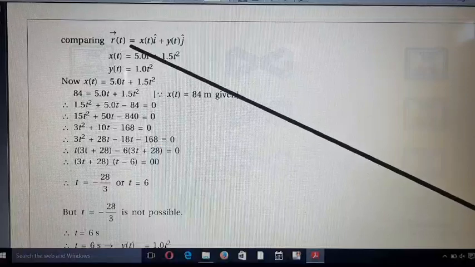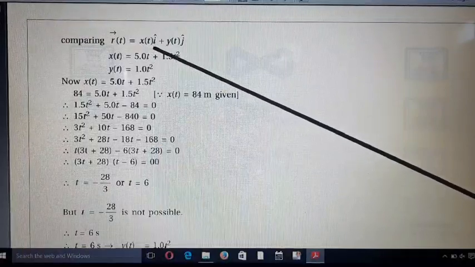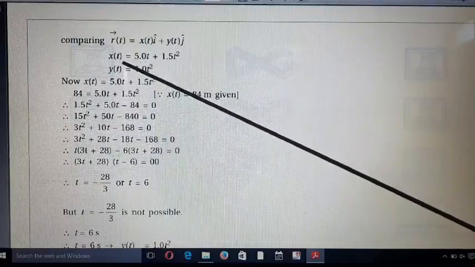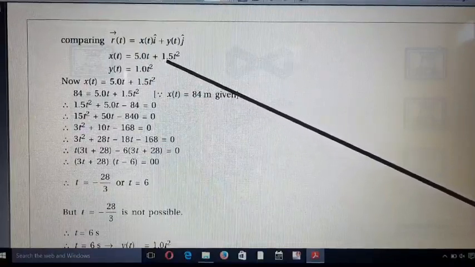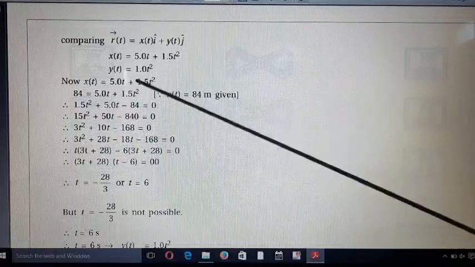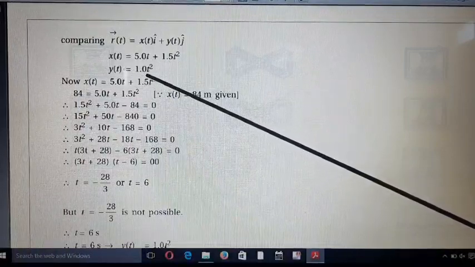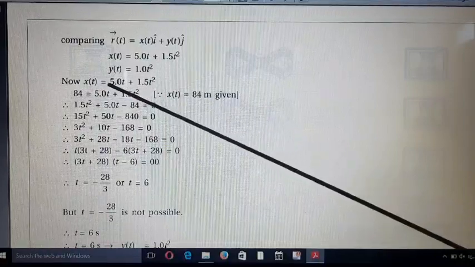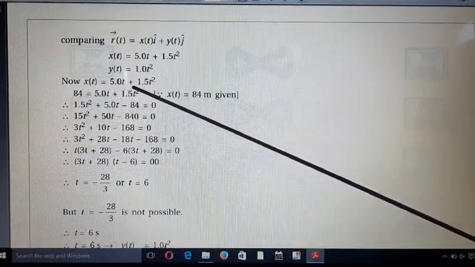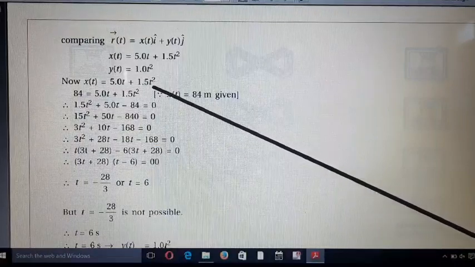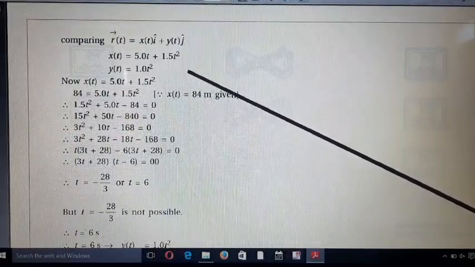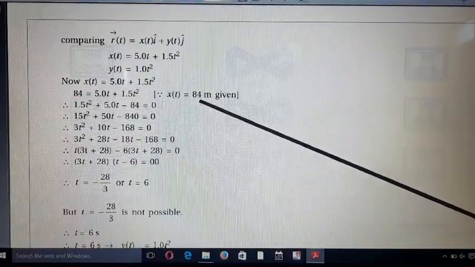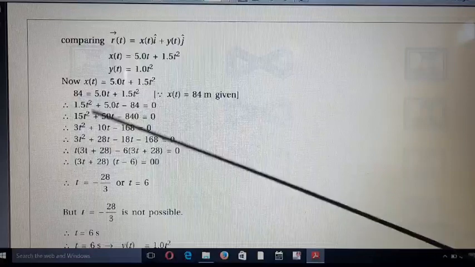So r(t) is equal to, we can write down x(t) i caret plus y(t) j caret. So here we get x(t) is equal to 5t plus 1.5t square and y(t) is equal to 1t square. So x(t) is equal to 5t plus 1.5t square. Friends, in our question x(t) is available and its value is 84 meter. So this value is substituted here.